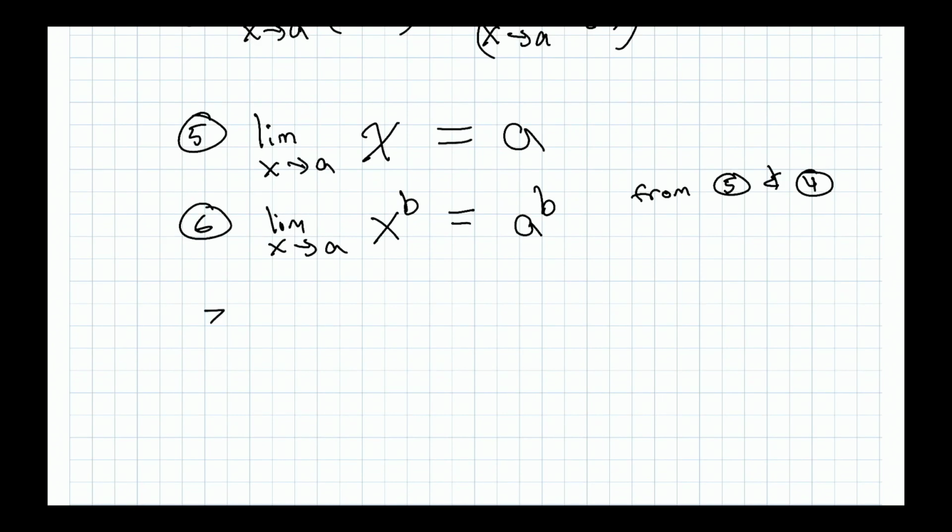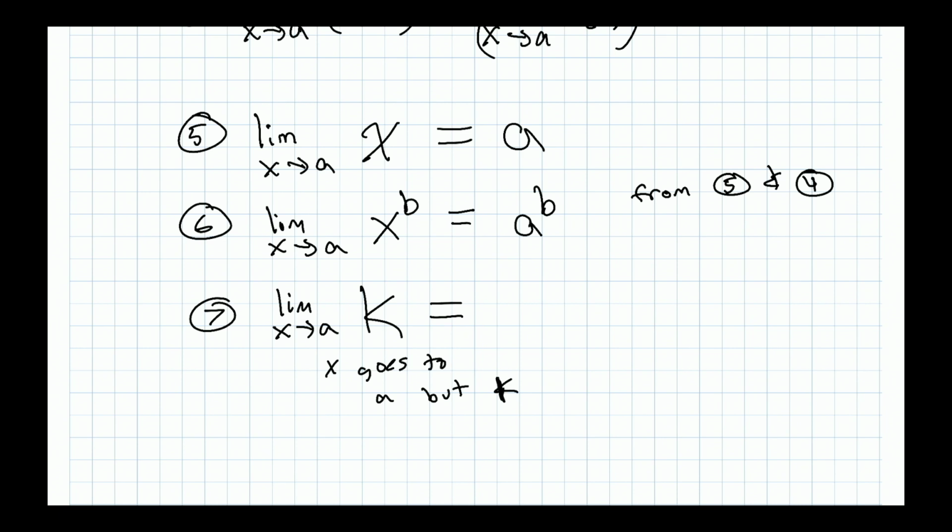Okay, what's another rule? Here is one more. What if you have a limit as x approaches a of k, where k is a constant? That's a little bit tricky. So x is going to a, but k doesn't care. There's no x's there. X goes to a, but there's no x's. So the limit as x goes to a of k, where k is a constant, is just k.